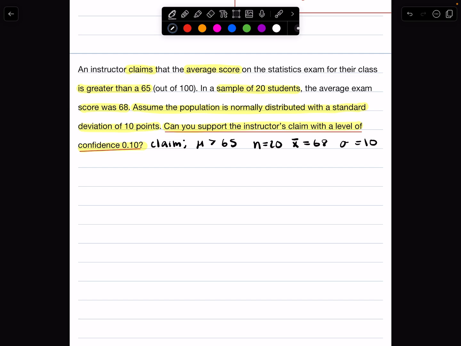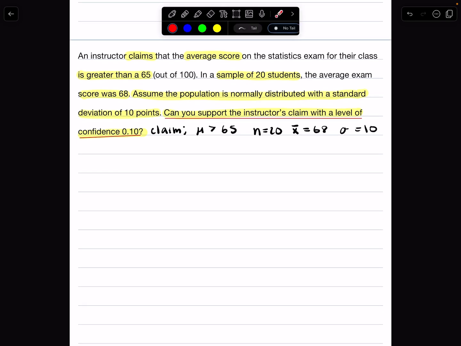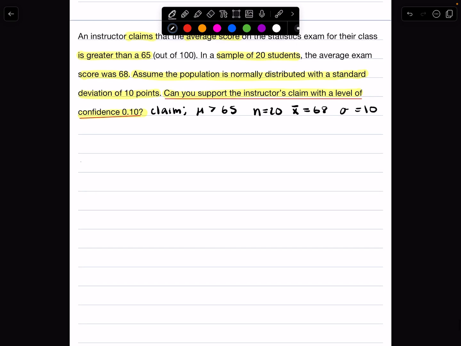First step, state your null and alternative hypotheses. First, what type of hypothesis is your claim? Well, it doesn't include an equal sign, which means it is an alternative hypothesis. So H sub A is that mu is greater than 65. What does that make your H naught? What's the opposite of greater than? Less than or equal to. So H naught is that mu is less than or equal to 65. The H sub A, the alternative hypothesis, is the claim. It's a greater than statement, which means we are working with a right-tailed test.